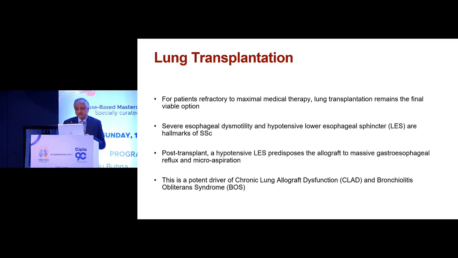They have a hypertensive lower esophageal sphincter, therefore they tend to have more gastroesophageal reflux, microaspiration, and therefore chronic lung allograft dysfunction and bronchiolitis obliterans is much more common in this subset of patients.